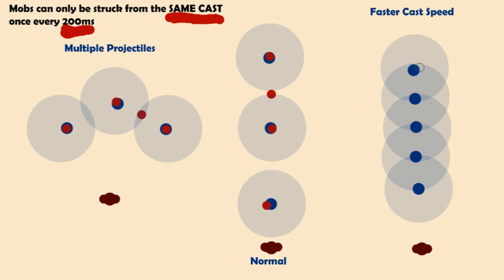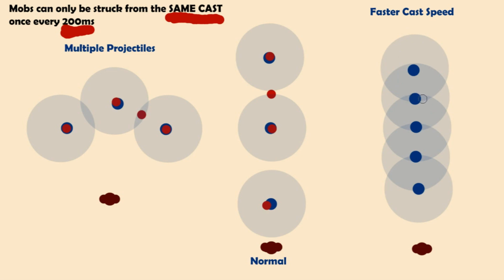Now, we can also achieve the same thing with faster cast speed, so we might be using faster casting and the new Echo support gem. And by doing that, we're able to overlap the fields again, making the balls closer to each other. These are all still separate casts, and each one of them can arc onto mobs as long as they stay within the AoE field. Each individual ball can only arc every 200 milliseconds, but when you have two balls arcing that same mob, you can hit twice as often.